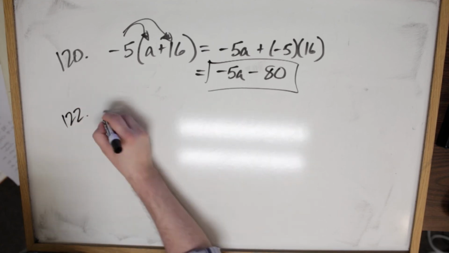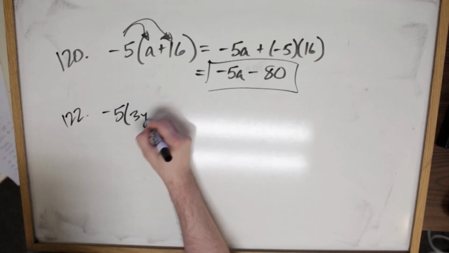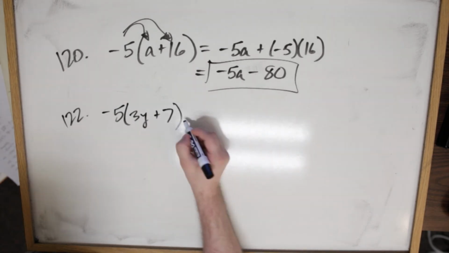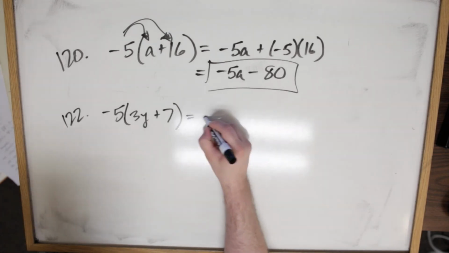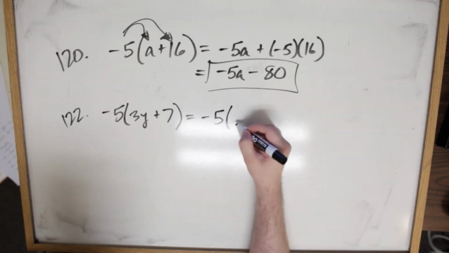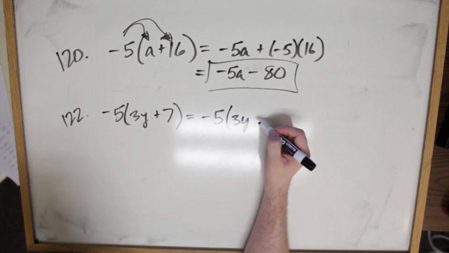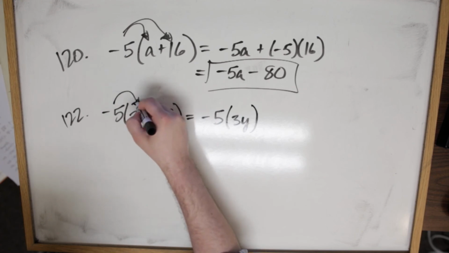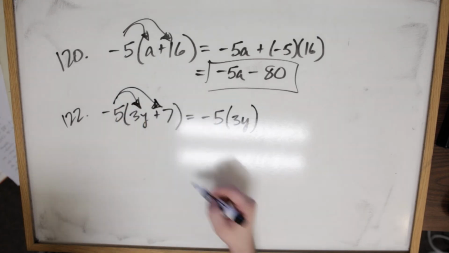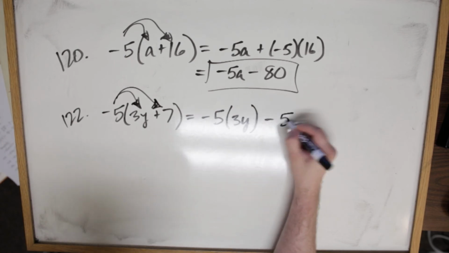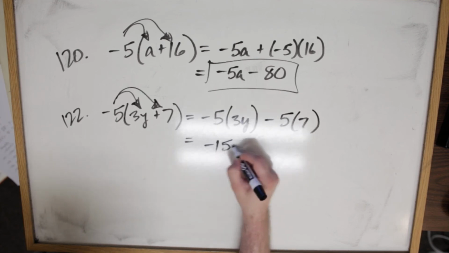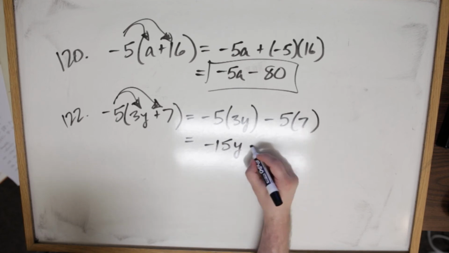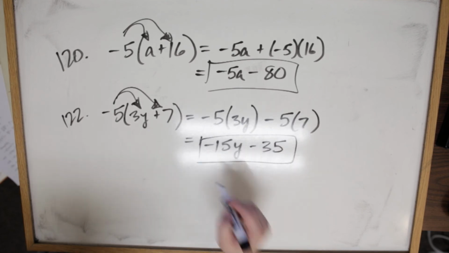122: minus 5 times 3y plus 7. Again, I'd really encourage you to get comfortable with this. We do a lot of using the distributive property throughout this course as well as future courses. So this early stuff is really crucial. Okay. So notice we're doing the minus 5 times 3y, and then we're also doing it times the 7. So this is going to be a minus 5 times 7. And then when we multiply this out, we get minus 15y. And we get a minus 5 times 7 is a minus 35. So that is the solution.